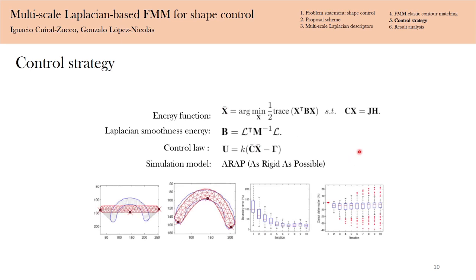So this is our control law, which makes use of the result of the minimization of the energy function. And we tested it in a simulation setup using the as-rigid-as-possible deformation model, which also fits our large strain assumption. And also we defined a couple of metrics to see how this performed. One of them is the boundary error, which is the distance between matched points. We can see how it converges and how it reduces.